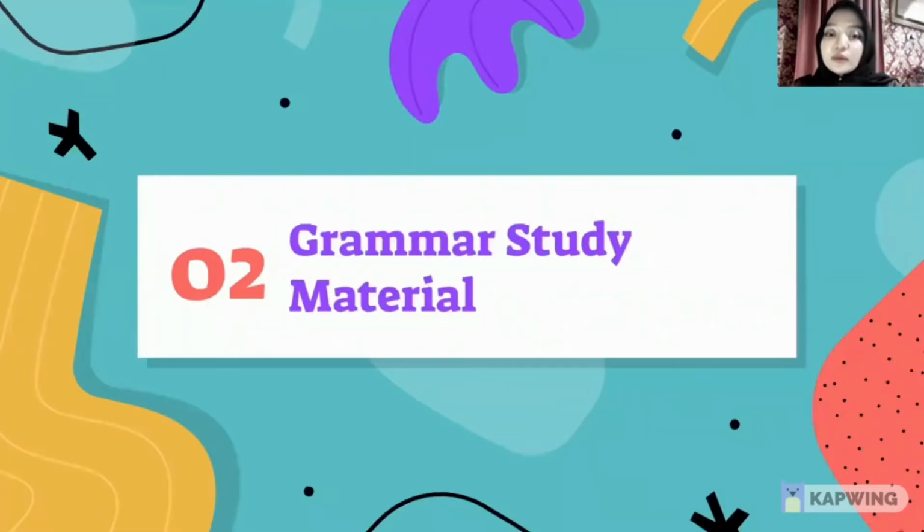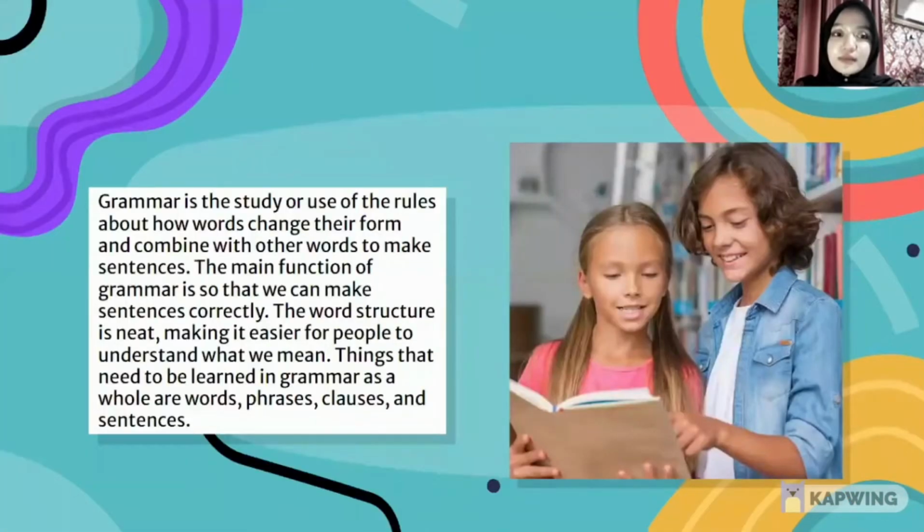Next is about grammar study material. Grammar is the study or use of the rules about how words change their form and combine with other words to make sentences. The main function of grammar is so that we can make sentences correctly. The word structure is neat, making it easier for people to understand what is meant.